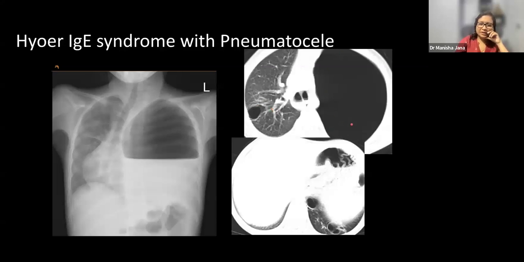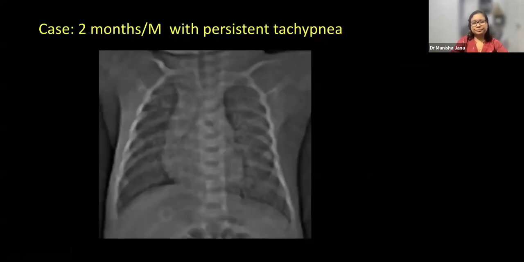Now, if we see a big air-filled thing on the left hemithorax, the confusion remains whether it is a hydropneumothorax, a loculated hydropneumothorax, or it can even be a big infected pneumatocele, a big infected bulla. In such big lesions, it is very difficult to identify what it is. What we have to do is check whether the underlying lung is collapsed medially. That will point towards it being a pleural pathology.